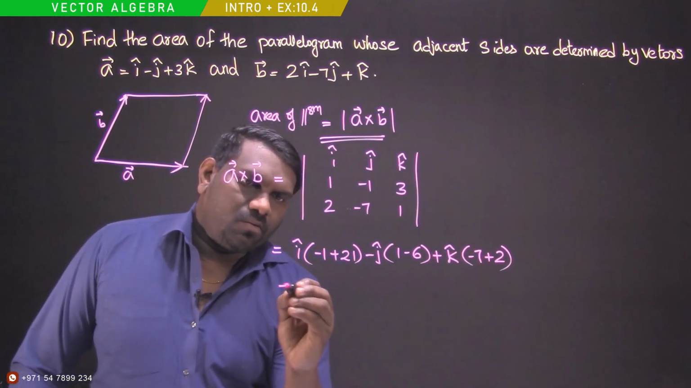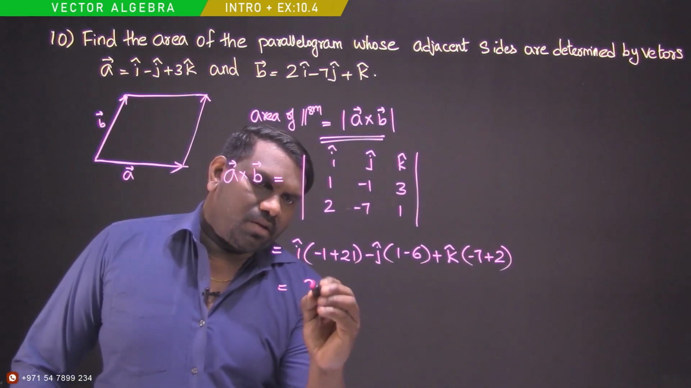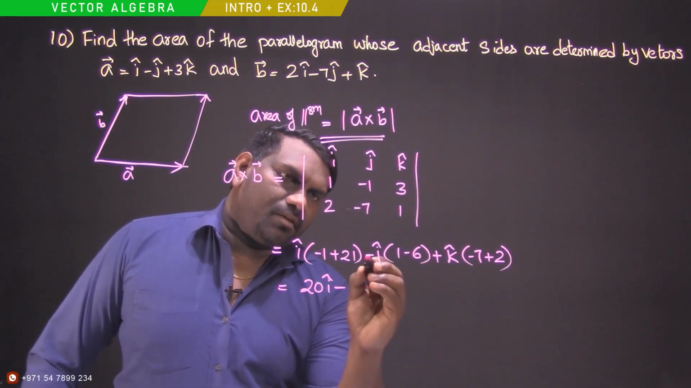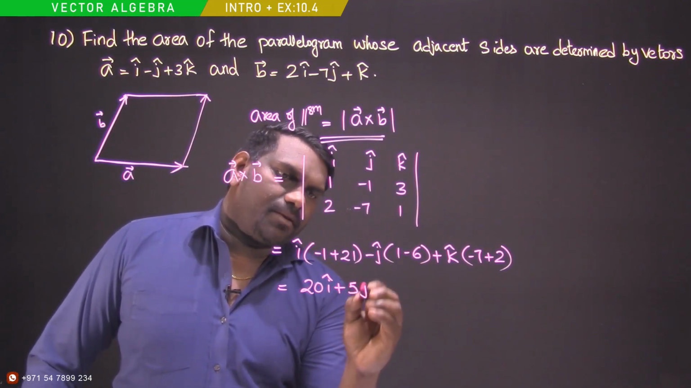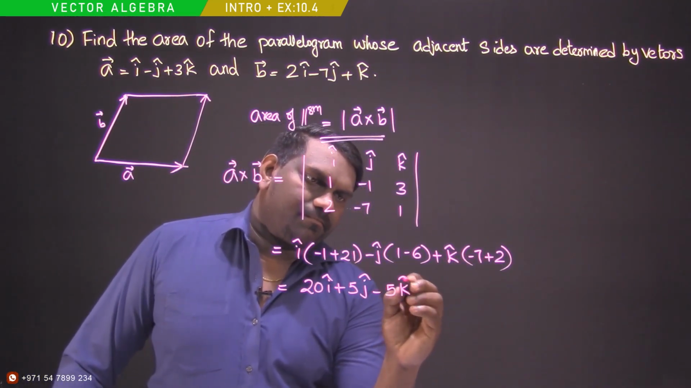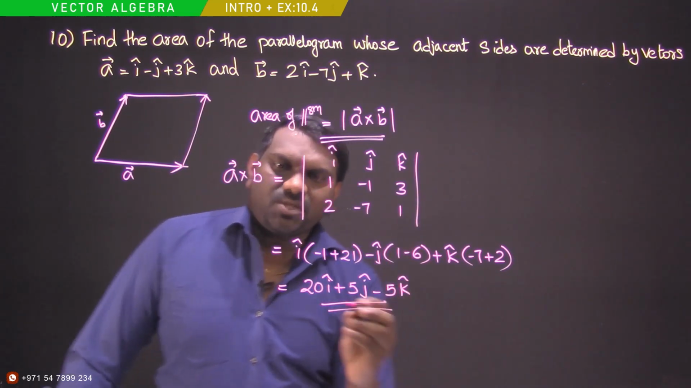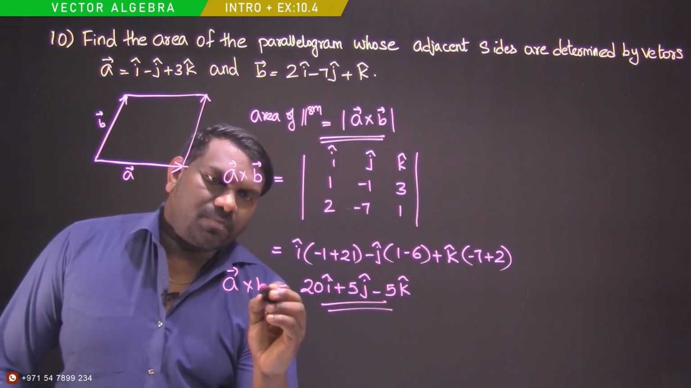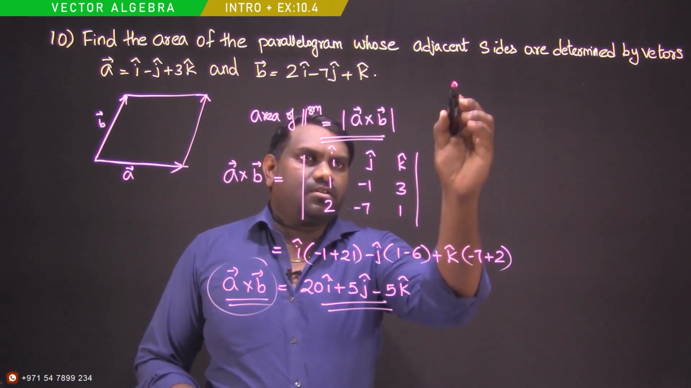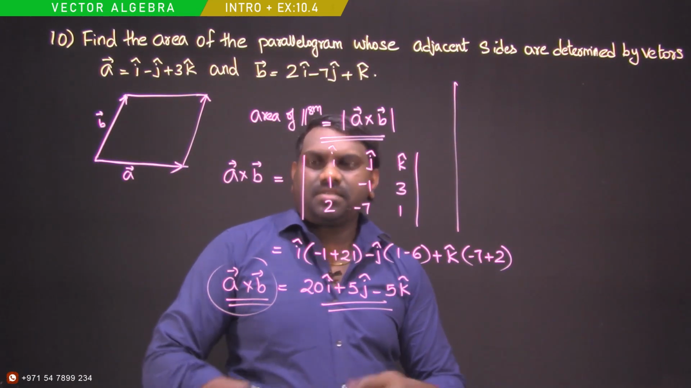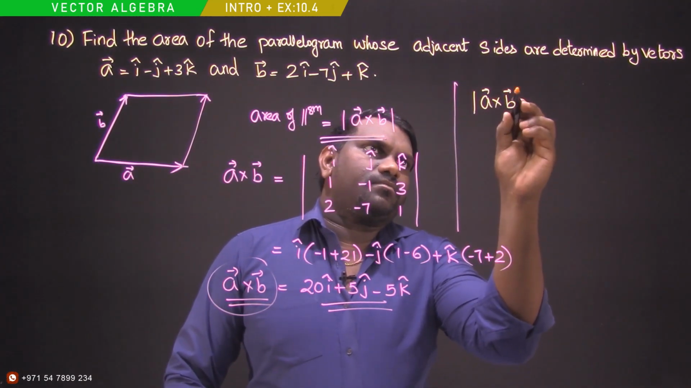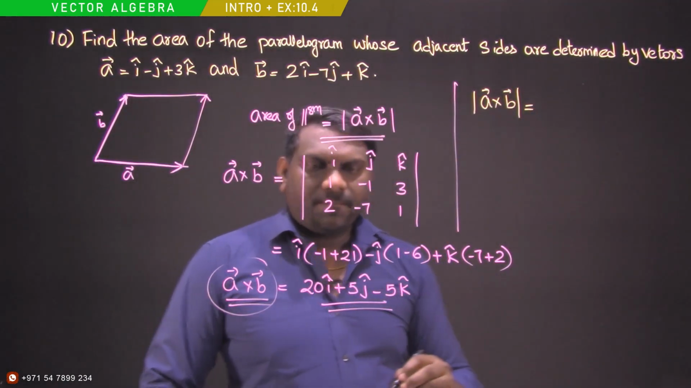Yes, now what do you end up at? This one is going to be 20 i cap, this is -5, so it will be plus 5 j cap, here -5 k cap. Oh, so what is this one? This one is A cross B. What do you need to find? Is this the answer? No, this is not. Why? Because area is the modulus of A cross B. What is the modulus of A cross B?